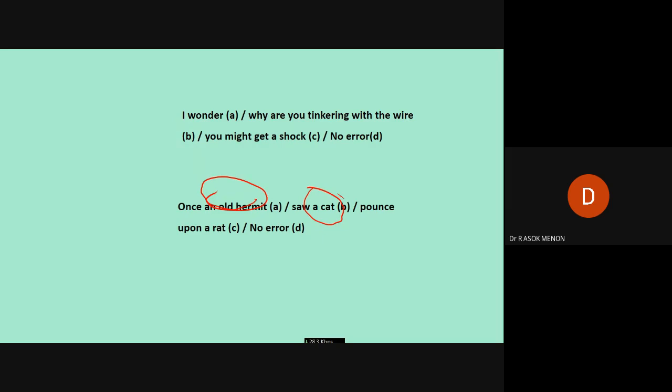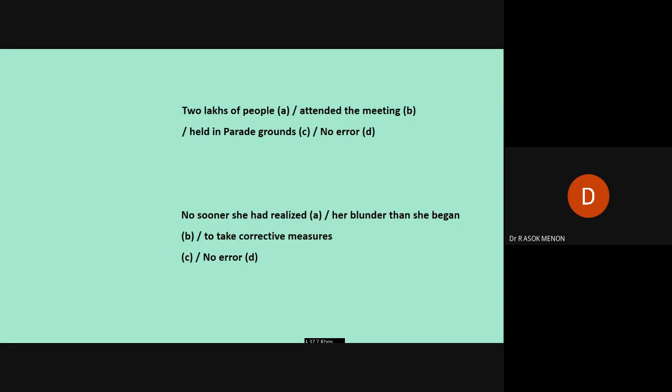Meher says it is D. That means no error. Saurabh Mishra says C contains a mistake. Yes, that's right. Kishore says correctly, once an old hermit saw a cat pouncing upon a rat. That is correct. Pouncing upon.